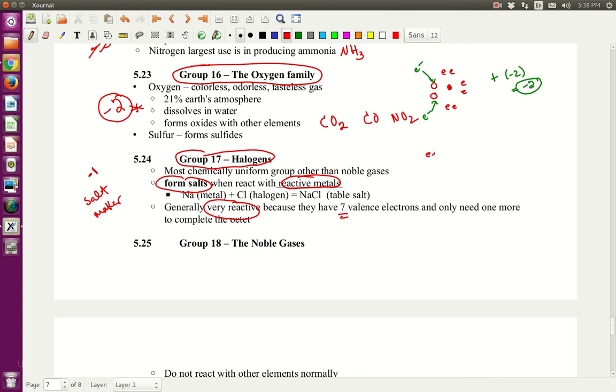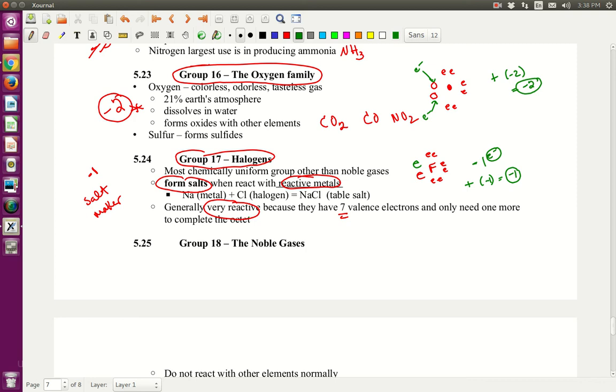So they're going to be a -1 charge. They have 7 valence electrons, like fluorine. 1, 2, 3, 4, 5, 6, 7 valence electrons. They add 1 more, and that makes it a -1 charge, because you're adding 1 negative, because every electron is a -1. Okay? So they're -1 charge.